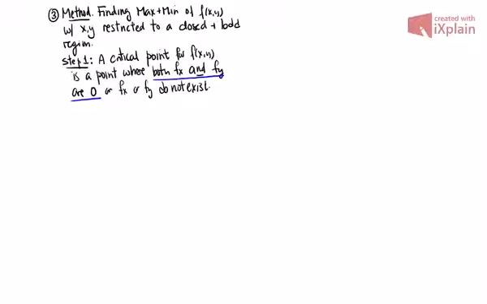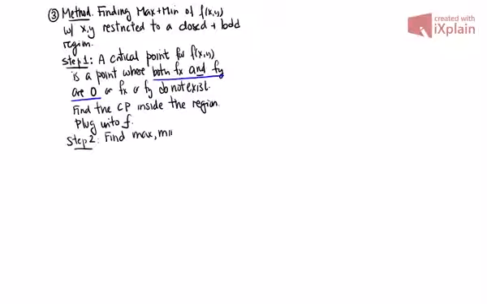So what we do here is we find the critical points inside the region. We plug those into F. And then step 2. What we do here is we find the max and min of F on the edge of the region.